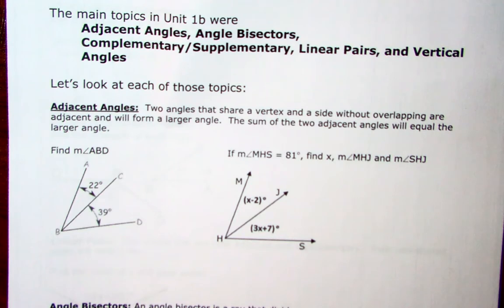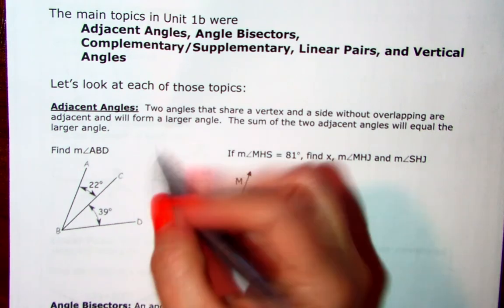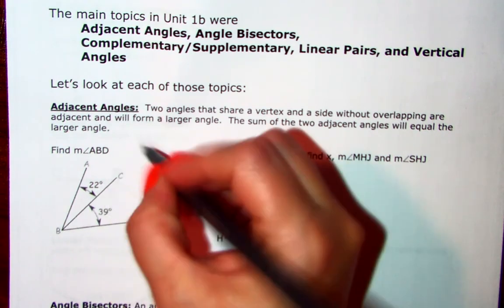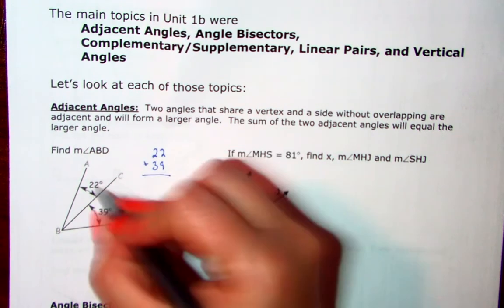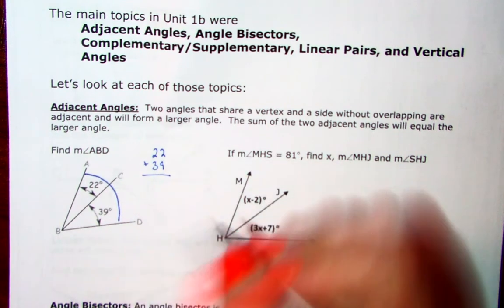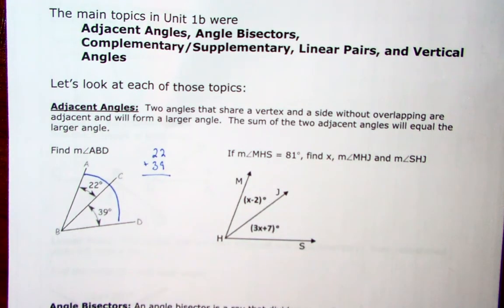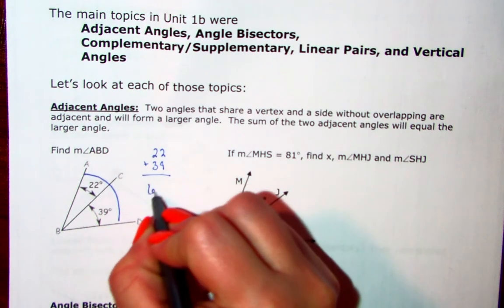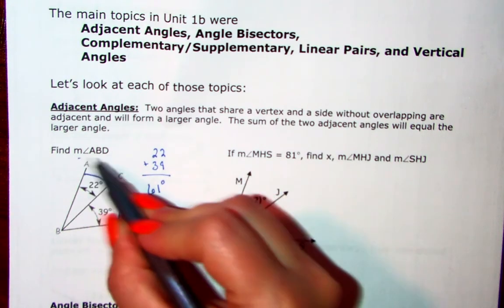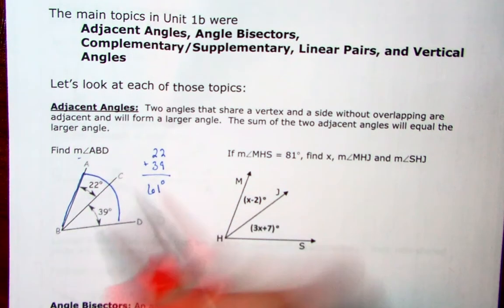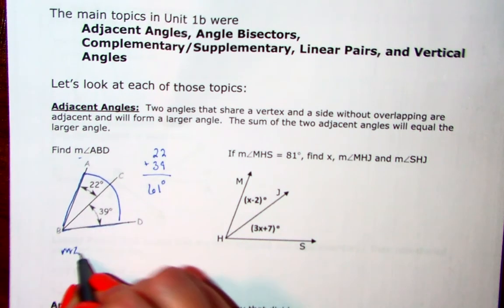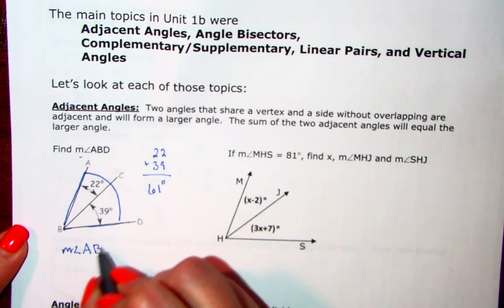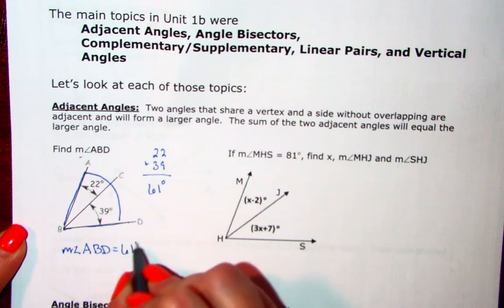So according to the adjacent angle sum theorem, I can add these two together to find the total for the whole angle. So 22 plus 39 is 61 degrees. So I can find the measure of angle ABD by adding them together, and the measure of angle ABD is equal to 61 degrees.